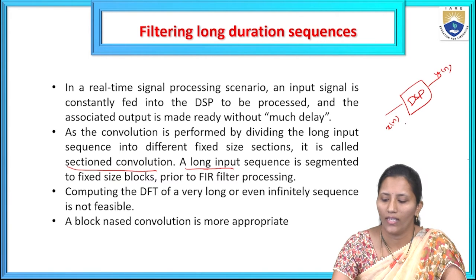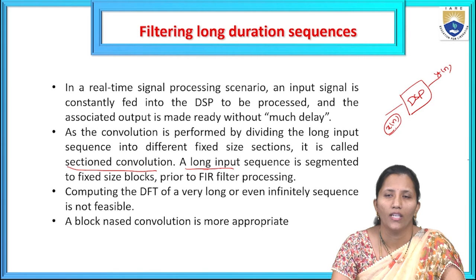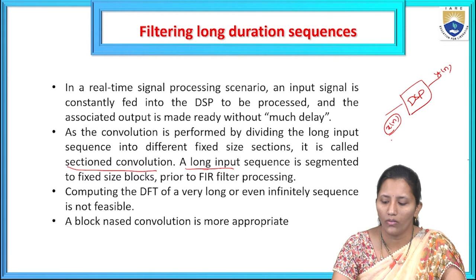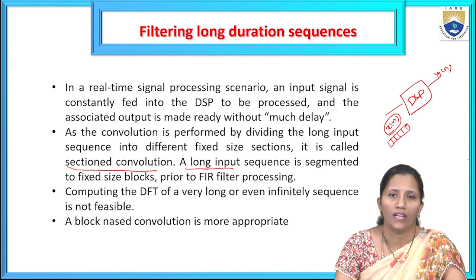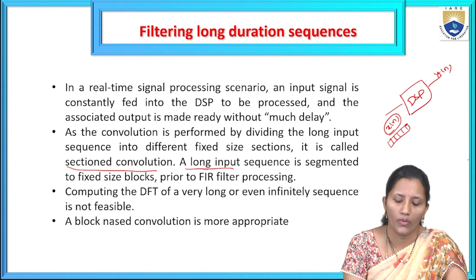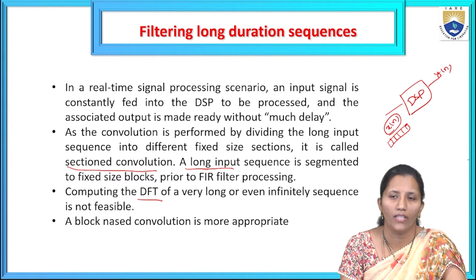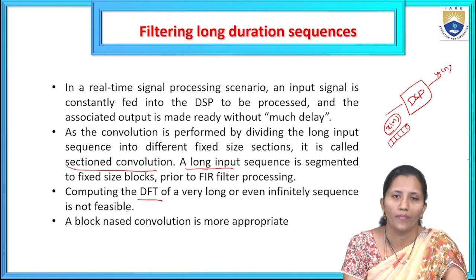A long input sequence is given to the DSP system. This x of n, whatever we are giving as input to the system, is a long duration sequence. When we are performing the filtering operation or DFT operation, it is very difficult to process the output without delay. So we have to divide this long duration sequence into fixed size subsections. That's why it is called sectioned convolution. Computing the DFT of a very long or even infinite sequence is not feasible. So that's why we go for the overlap add method and overlap save method to perform the section convolution.